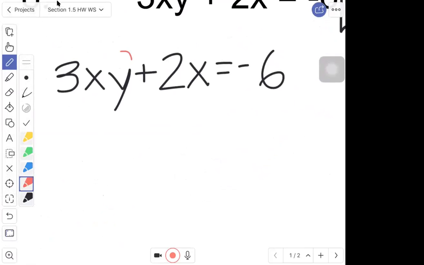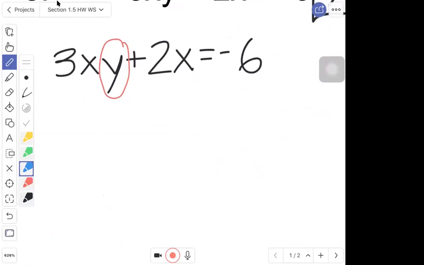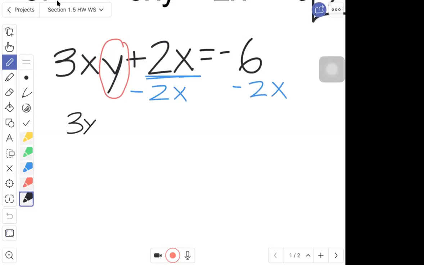Our y is right here. So let's get this other term, 2x, away from our y term. So let's subtract 2x on both sides. Now we're going to get 3xy equals negative 2x plus 6 because we cannot combine those terms. They are not like terms.